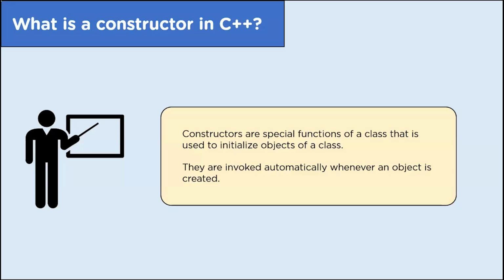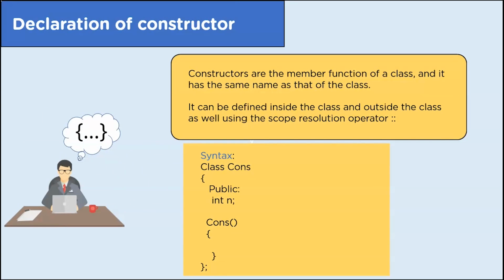Now, let's move to the declaration of the constructor. Constructors are the member functions of a class that has the same name as that of the class, and it doesn't have any return type. A constructor can be defined inside the class and outside the class as well using the scope resolution operator. The syntax of a constructor is as mentioned. Inside the class cons, we can see there is a constructor which has the same name as that of class, that is cons, and we can initialize variables inside it. This constructor will be invoked automatically when the object is created.